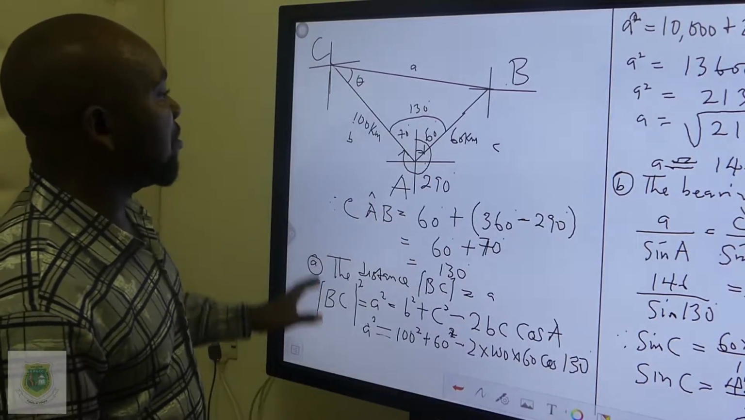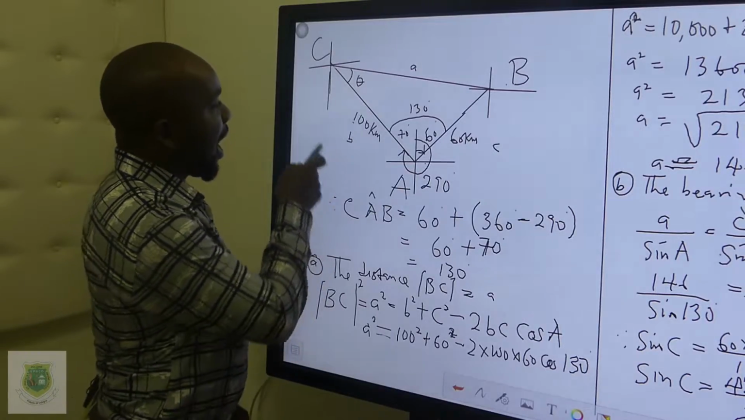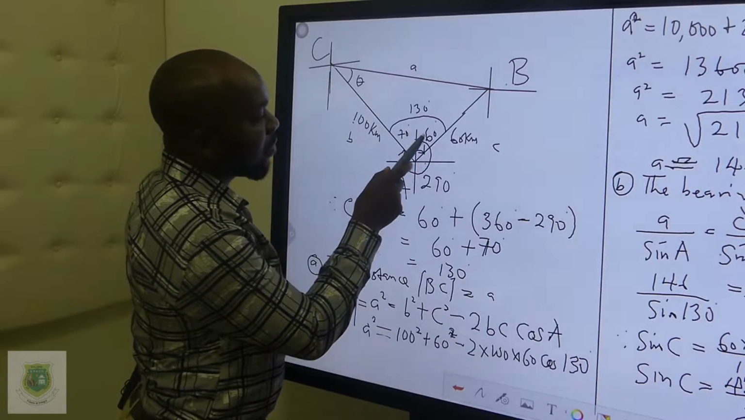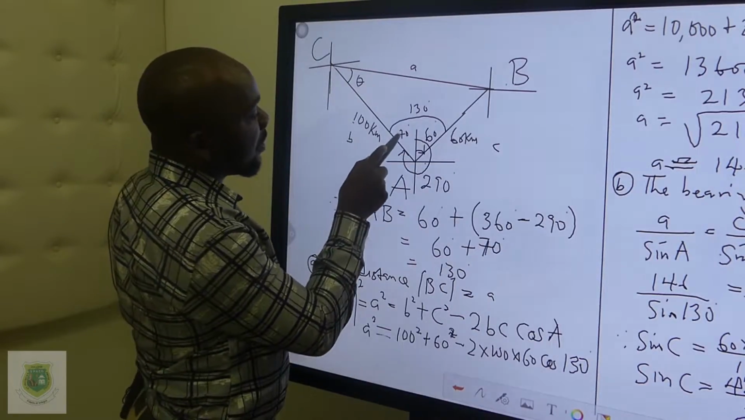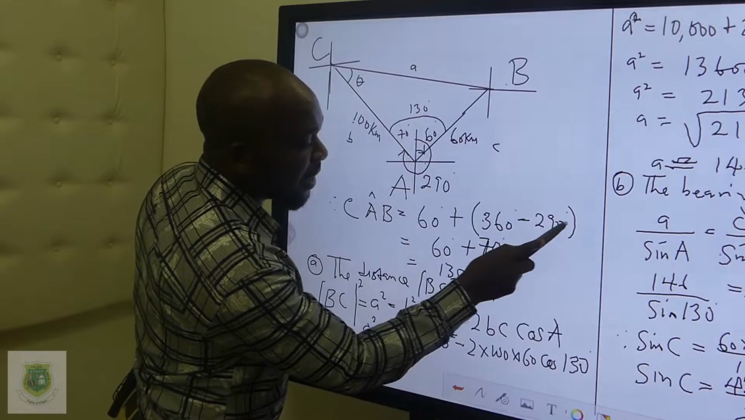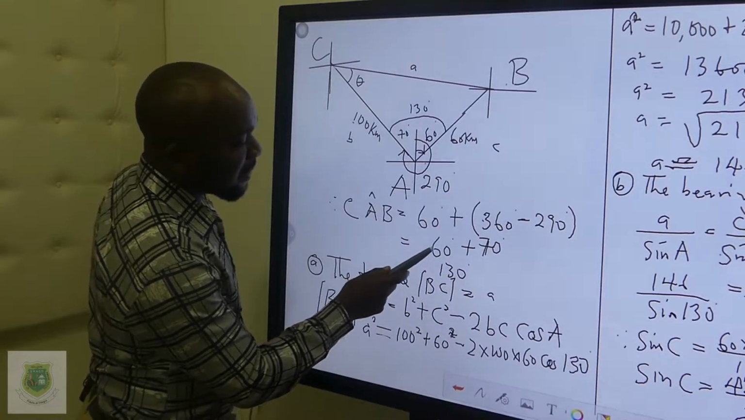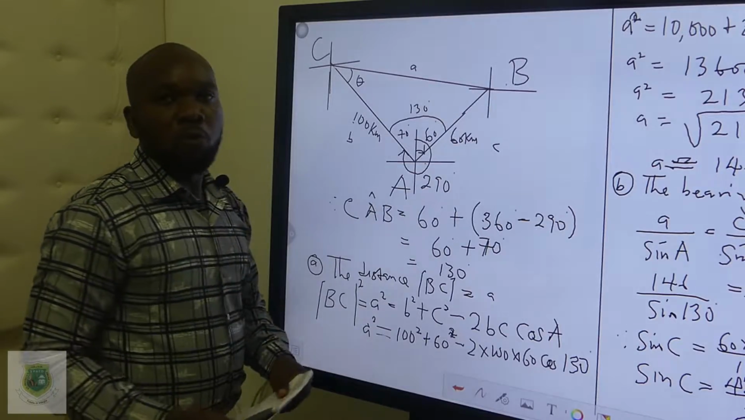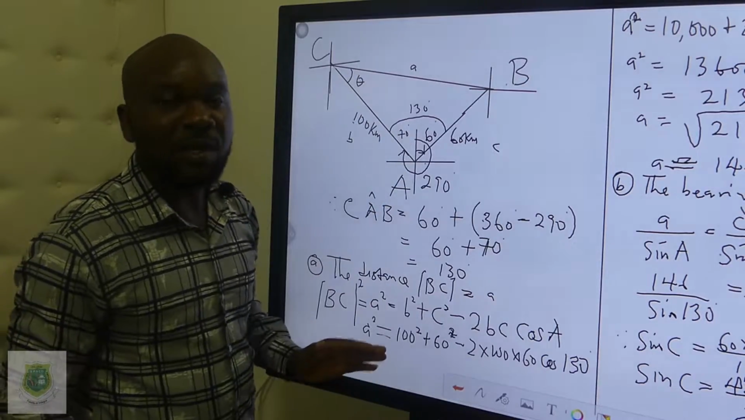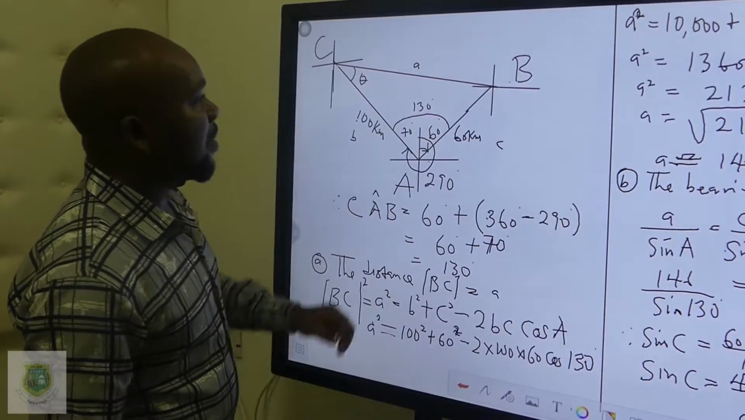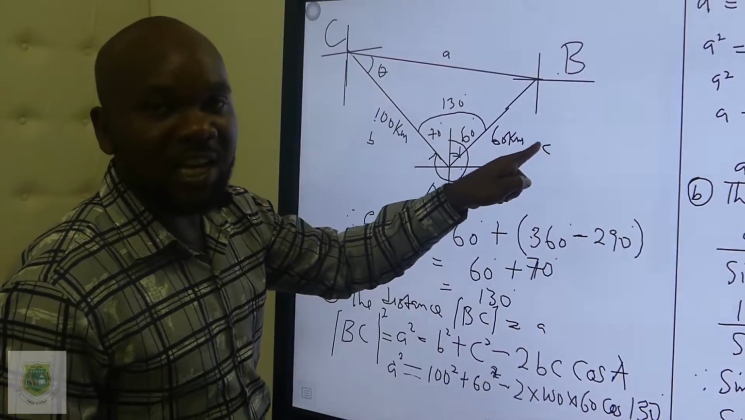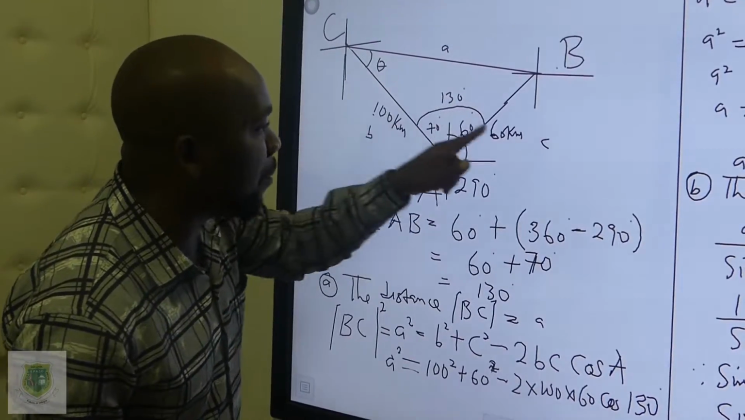for the distance, we first of all said angle CAB is equals to, this one is already 60 degrees. Then for you to know the remaining angle here, it becomes 360 minus 290, which is 70. Then when you add 60 plus 70, give you 130. Which gave us that angle at A is 130 degree. Then remember I told you that if you are to determine for A, they will give you B, they will give you C, and they will give you angle in between B and C, which is angle A.